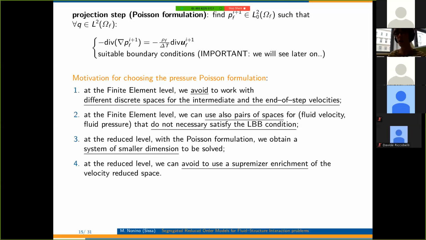And from a reduced order model point of view, the reason for using a pressure Poisson formulation is that in the online phase, we obtain a system of smaller dimension to be solved. And also, we can avoid using a supremizer enrichment technique, which again leads to a reduction in the number of unknowns to be used in the online phase.